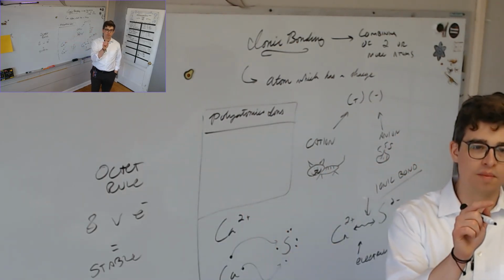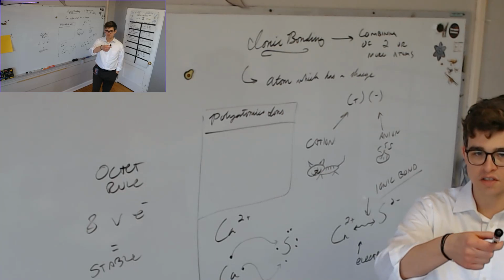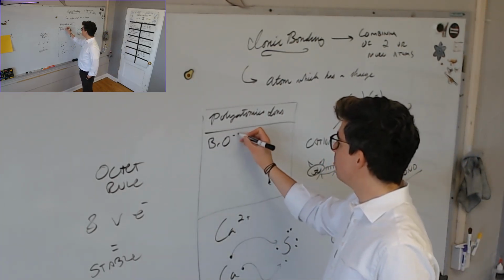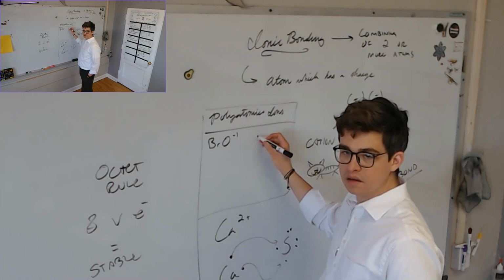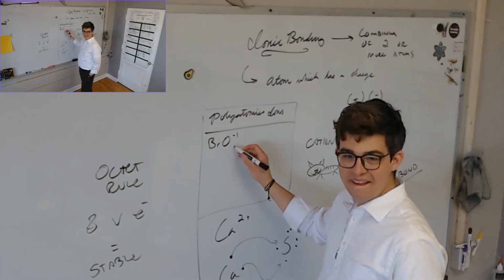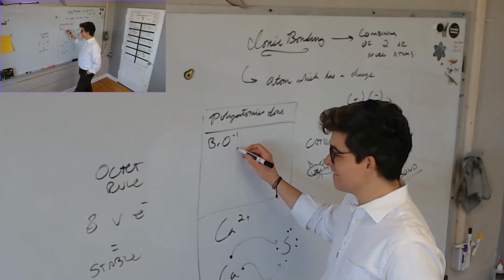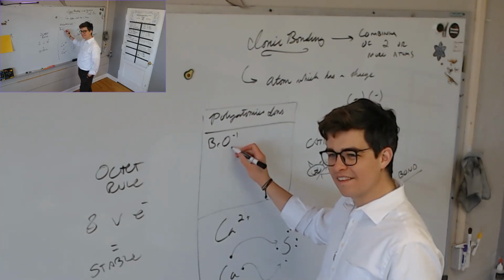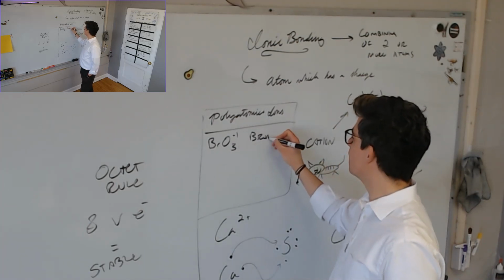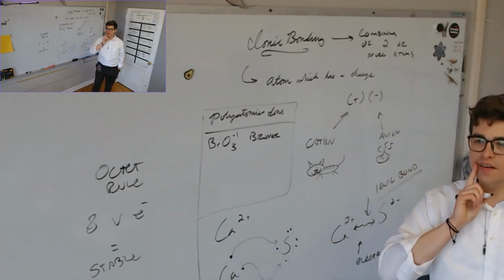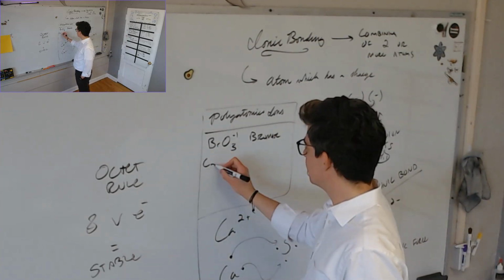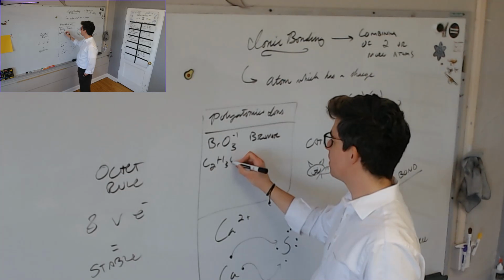Each person give me one polyatomic ion and its formula and charge. Taylor? Cyanide. BrO, 1-. What is that? Bromide? Bromate? Maybe put a number. BrO3, bromate. Good, okay. Lily? Acetate, C2H3O2, 1-.